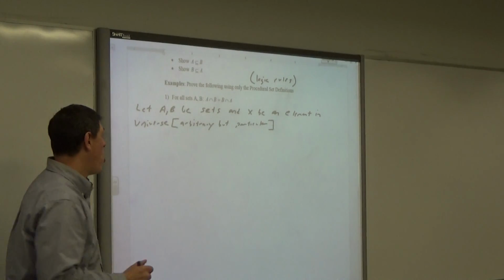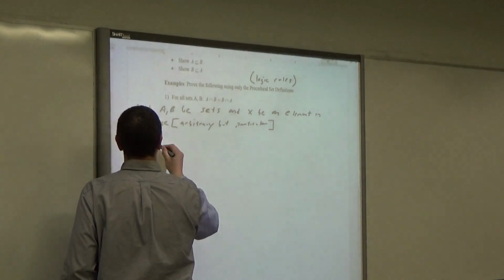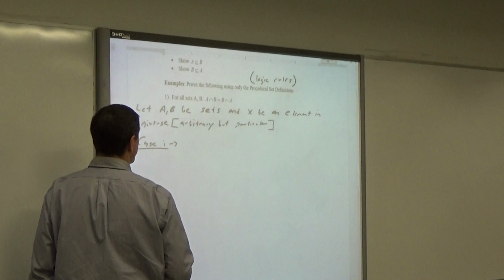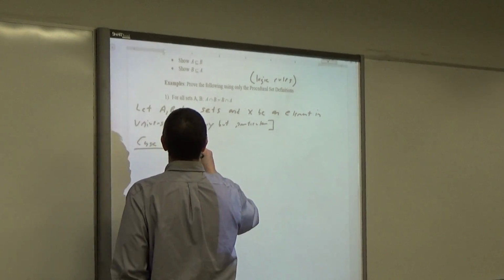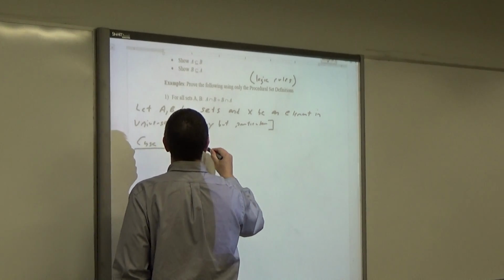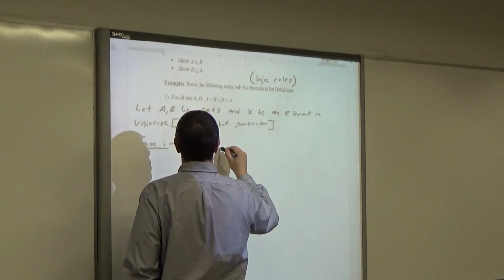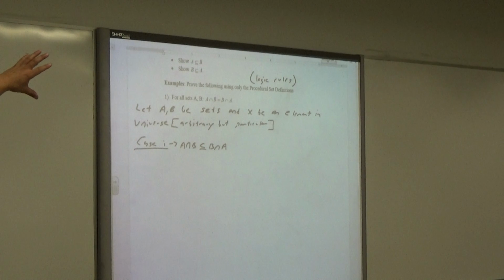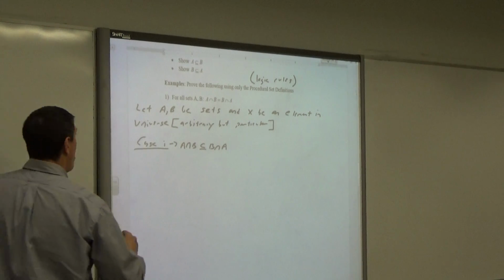All right, case 1. Now, I'm going to write out what we're trying to prove in case 1. What we're trying to show is that A intersect B is a subset of B intersect A. Okay? Because remember, what we said before, when we're trying to prove two sets are equal, we need to show that one set is a subset of the other, and then the other is a subset of the first. We already know A and B are sets.